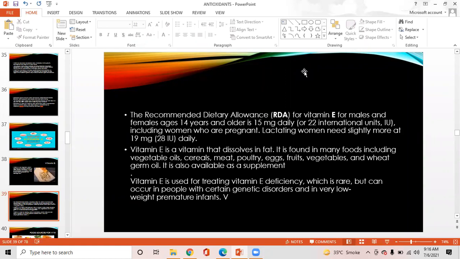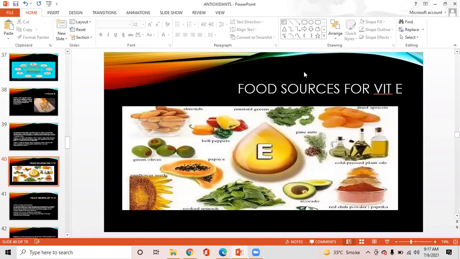Vitamin E is used for treating vitamin E deficiency, which is rare but can occur in people with certain genetic disorders and in very low weight premature infants. These are the food sources for vitamin E: almonds, green olives, sunflower seeds, papaya, bell pepper, mustard greens, pine nuts, cold pressed plant oils, dried apricots, red chili powder, paprika, and avocados.